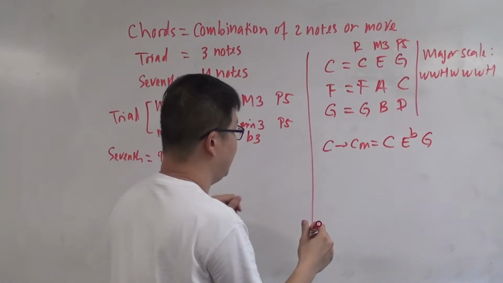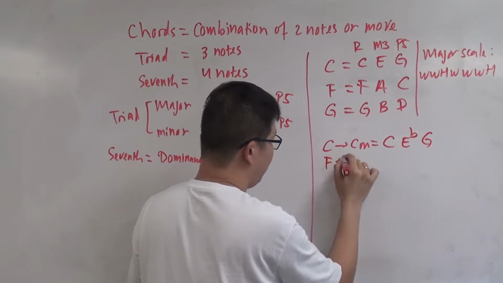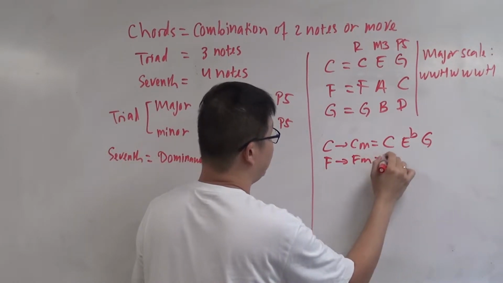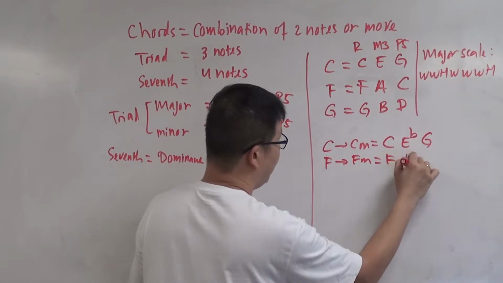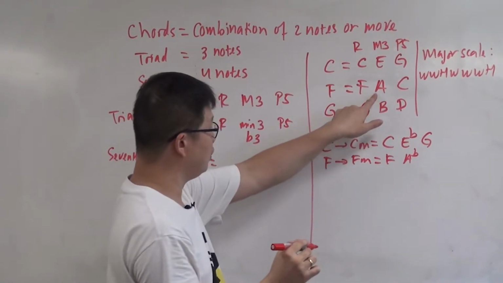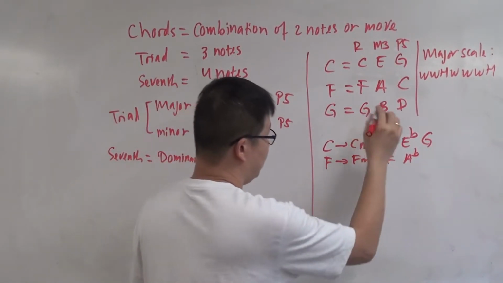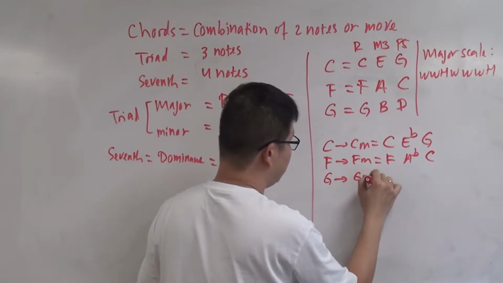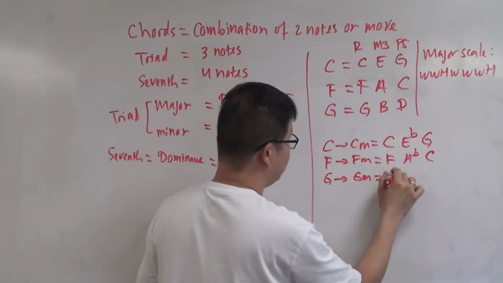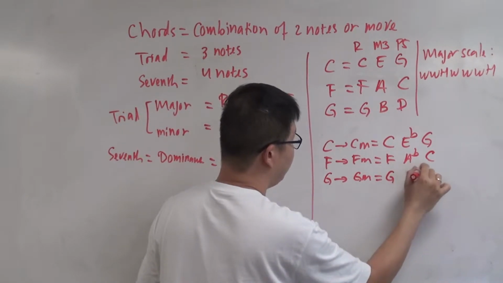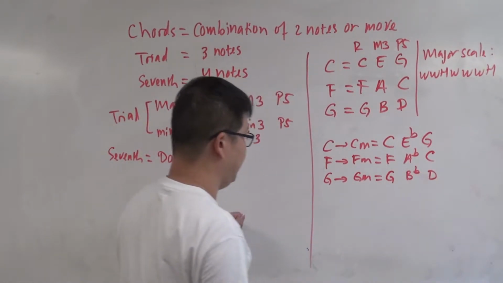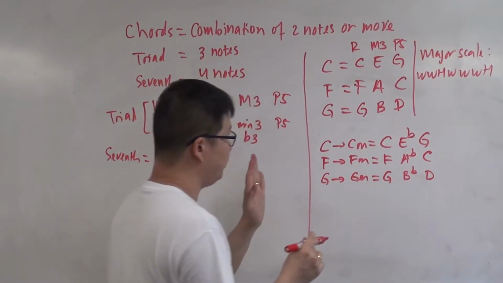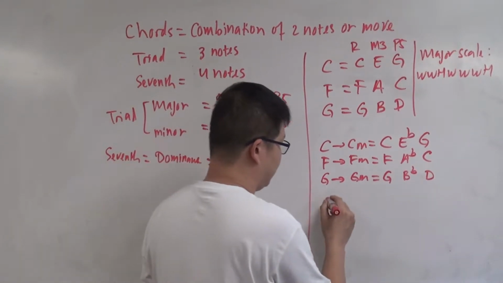Same thing for the F minor. So from F major triad, we want to build F minor triad. It becomes F, A flat, because the third note we need to flat it, and then C. And for G becomes G minor, the notes will be G, B flat, and D. Now let's try to prove. I'm gonna prove C minor triad.